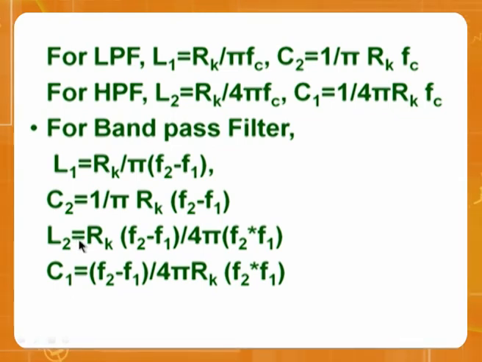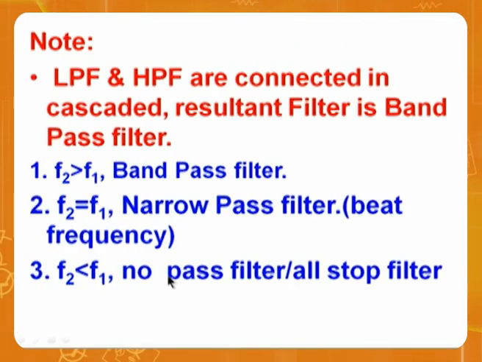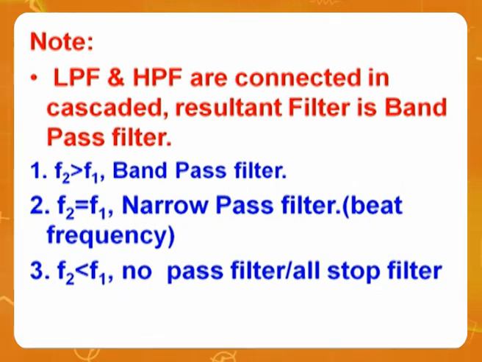So look at this. When you say low pass, you will have pi. When you say high pass, you will have 4 pi. Easy to remember, I am telling. Then if F2 is greater than F1, it's called a band pass filter. If these two are equal, it will pass a narrow band. It's also called beat frequency because two frequencies are coming at the same time.